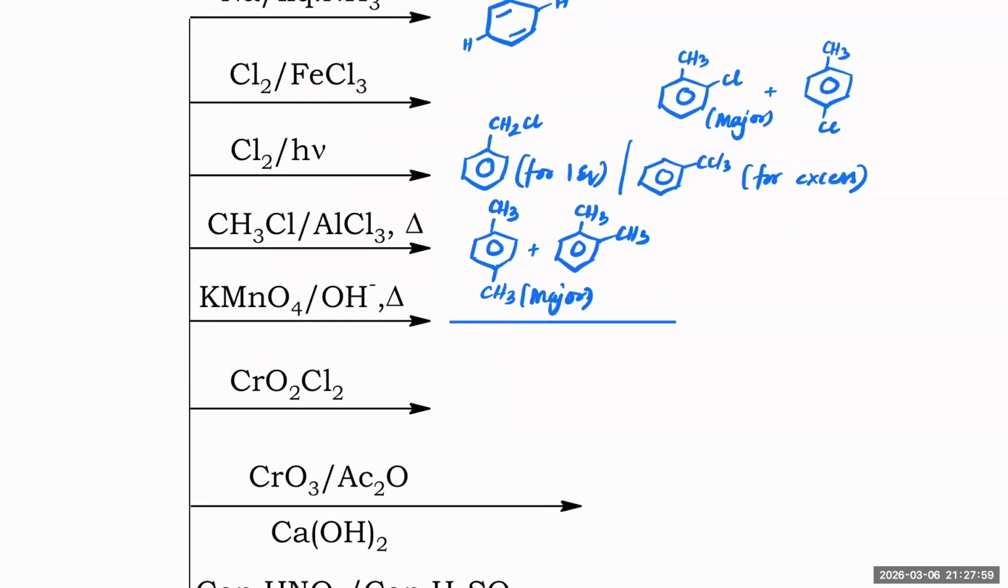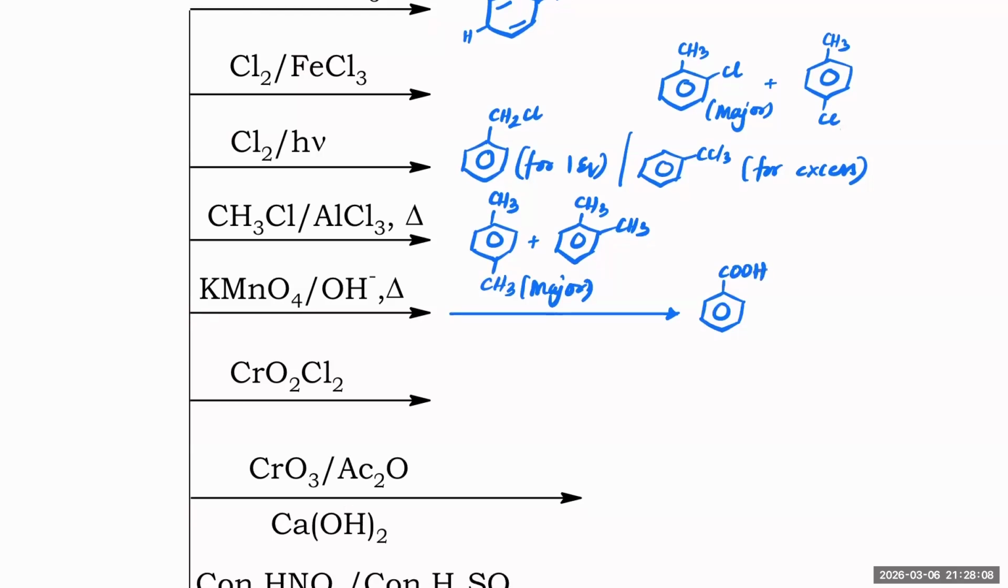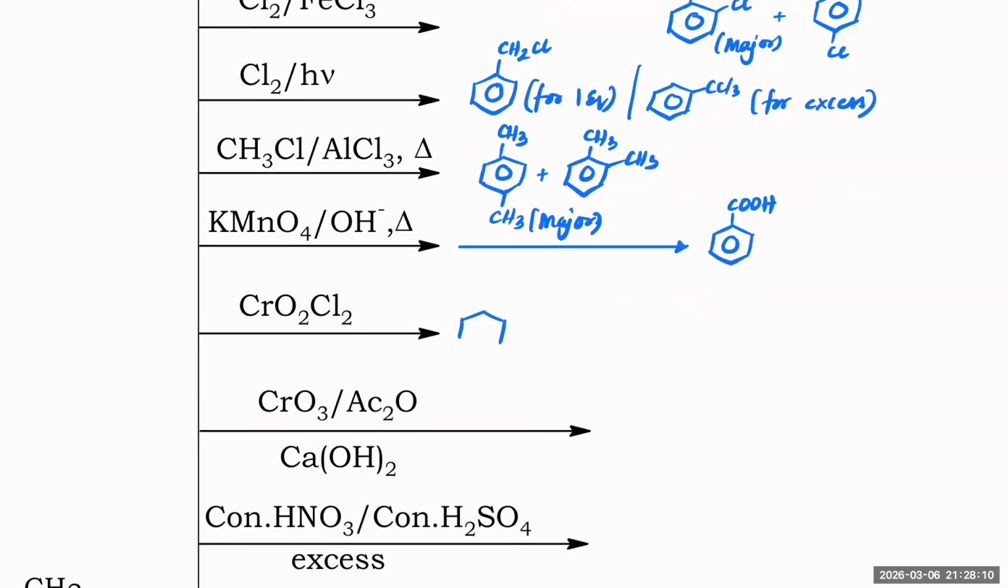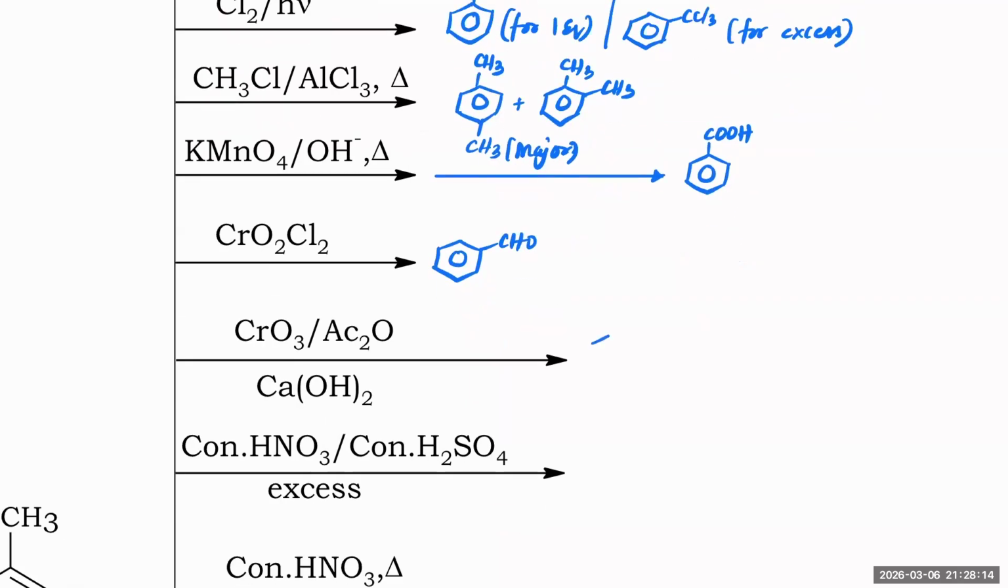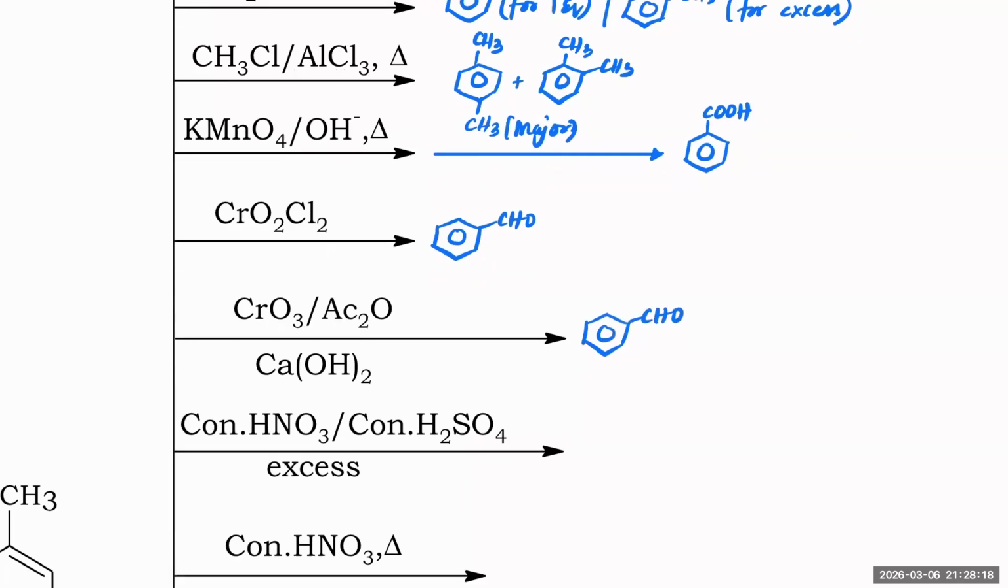Next. If you treat this with KMnO4, we learned that KMnO4 will do side chain oxidation. It will convert everything into carboxylic acid. Chromyl chloride, we just learned that it will convert into an aldehyde form. This is the alternative chromyl chloride form, which will also convert this into aldehyde form.